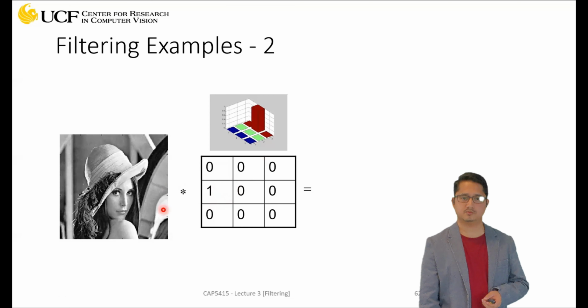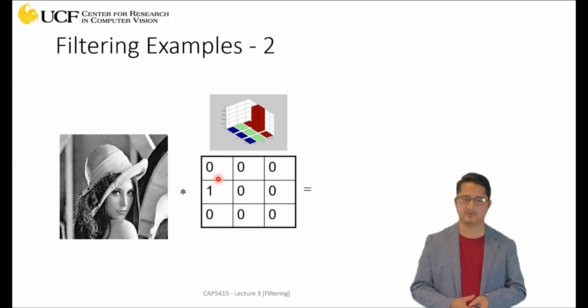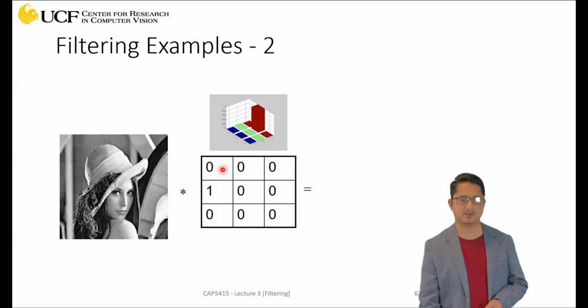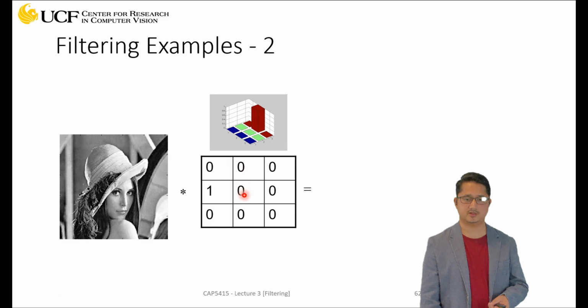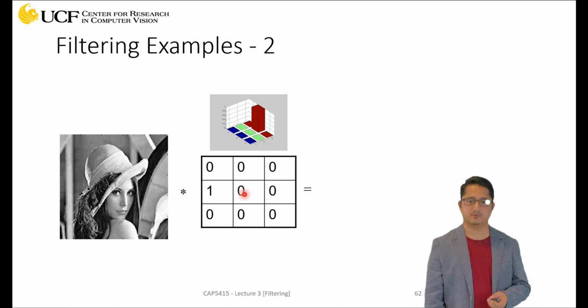Now, you can perform the filtering operation using the equation we discussed, but if you try to think intuitively about what's happening here, we are not using any of these values in the neighborhood, and we are not even using the value of the pixel we are interested in. But what we are doing is using the value which is on the left.